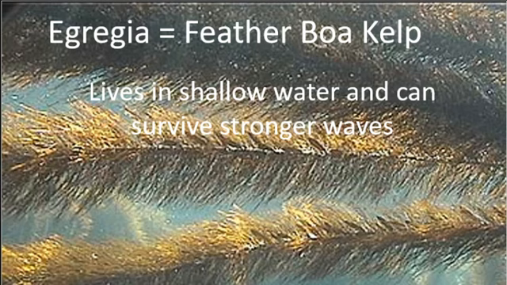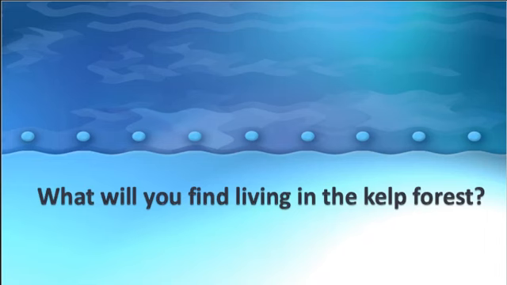And then here's that feather boa, right? You see why it's called that, you know what a feather boa is. You wear it around your neck kind of a thing. It lives in shallow water and can survive stronger waves. It's a little more compact and therefore kind of tough that way.